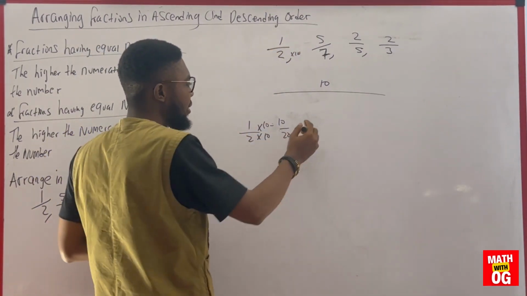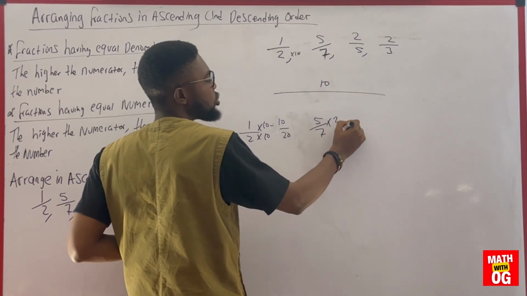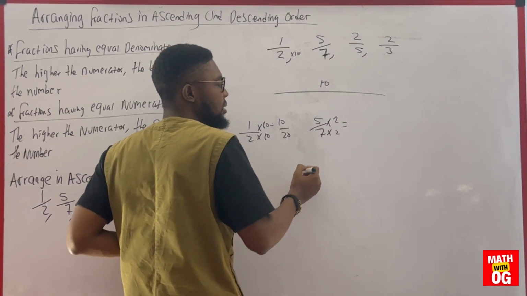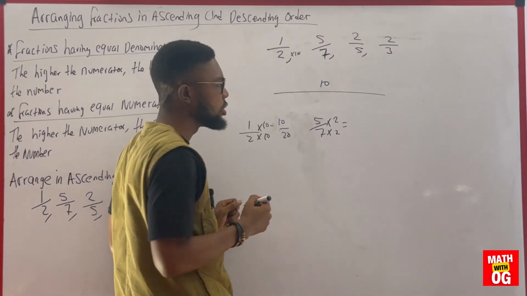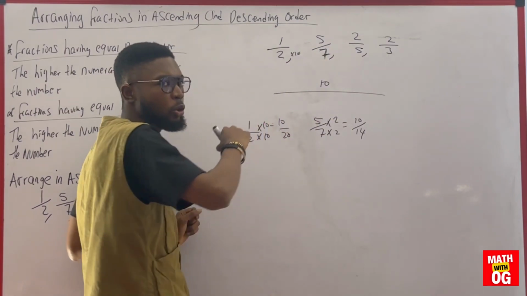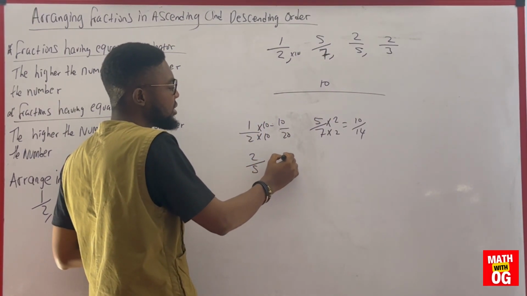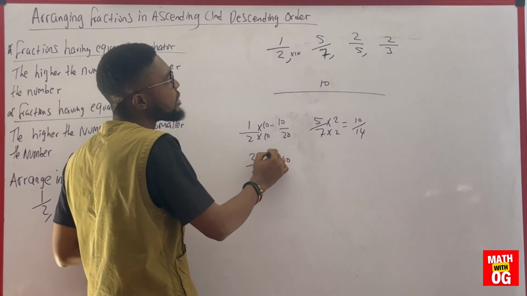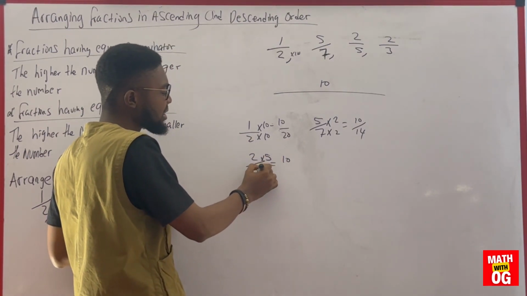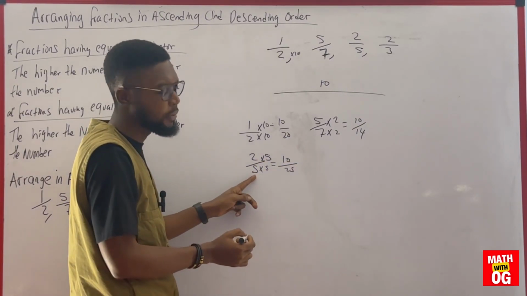Go to the next guy, 5 over 7. What will I use to multiply 5 that will give me 10? Is 2. So I should use that same 2 to multiply the denominator, and that will give me 10 over 14. Move on to the next guy. What will I use to multiply 2 to give me 10? Is simply what? 5. So we use that same 5 to multiply the denominator, and that will give us 25.